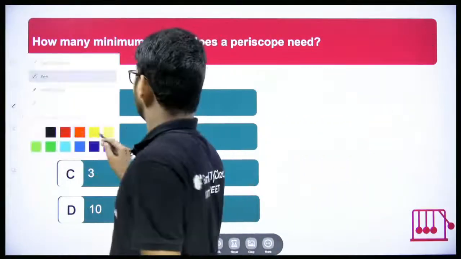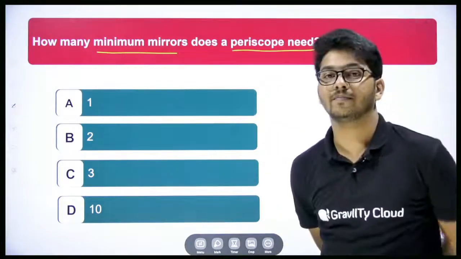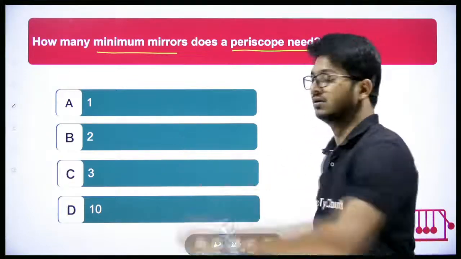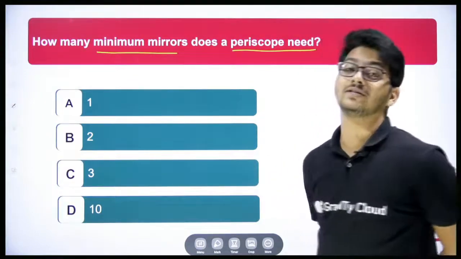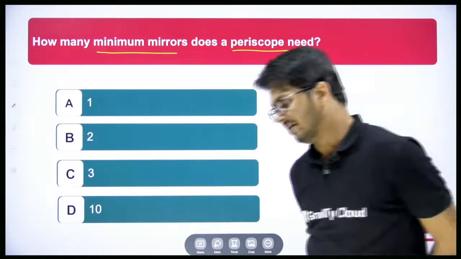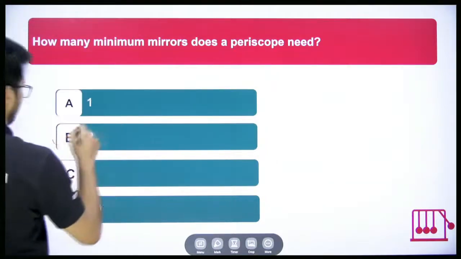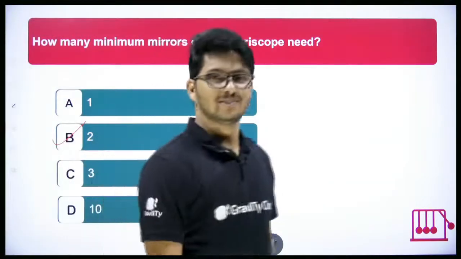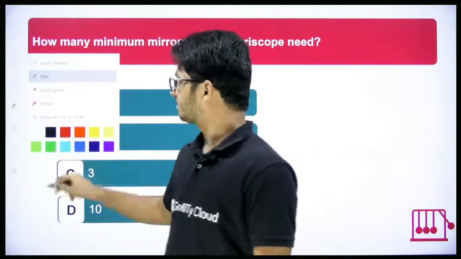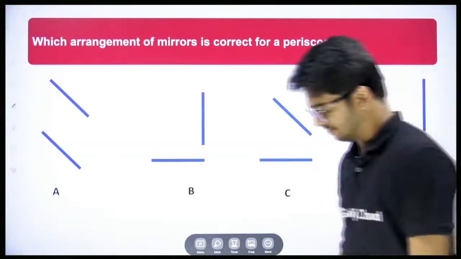So a simple question for us. Regarding periscope, how many minimum mirrors does a periscope need? Minimum. 1, 2, 3, 10. How many did we use? We used 2. So minimum we will need 2. Maximum it's up to you. But minimum we need 2 mirrors. Got it?